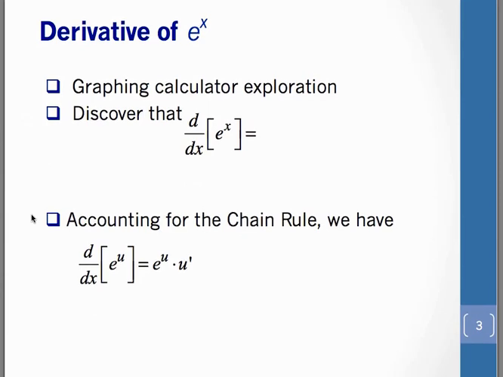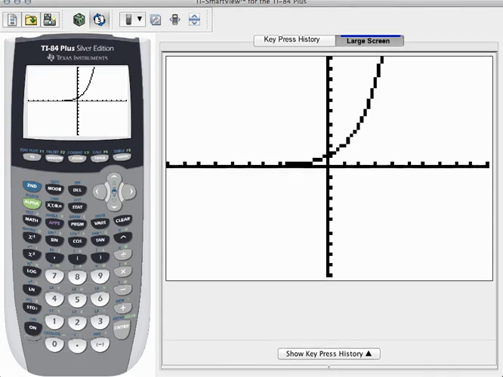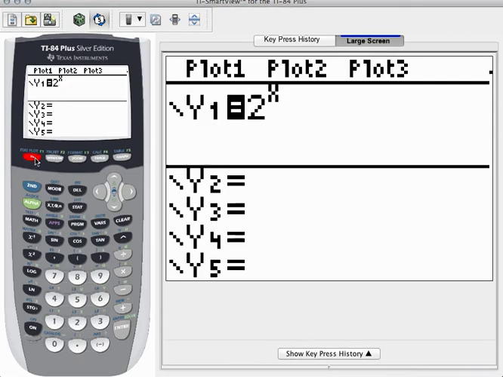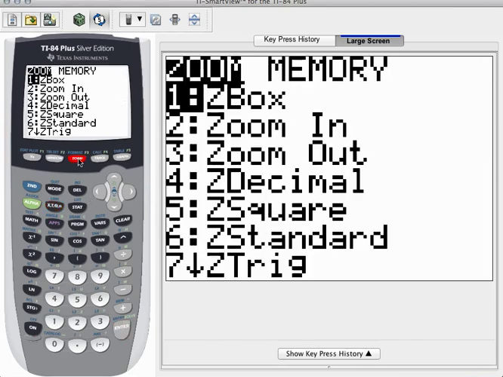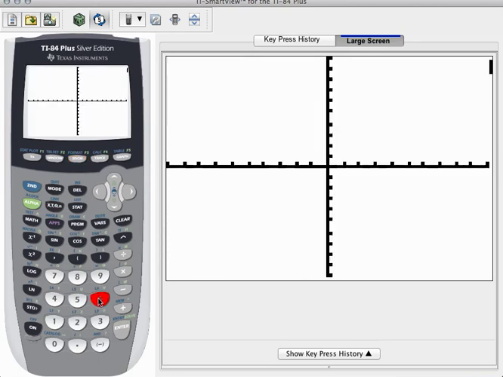So if you grab your calculators, we're going to start out by really discovering what the derivative of the function y equals e to the x equals. Under y equals, if you just set that up to graph e to the x, and we'll just do a standard graph, zoom 6. And of course we all know that's what it looks like.